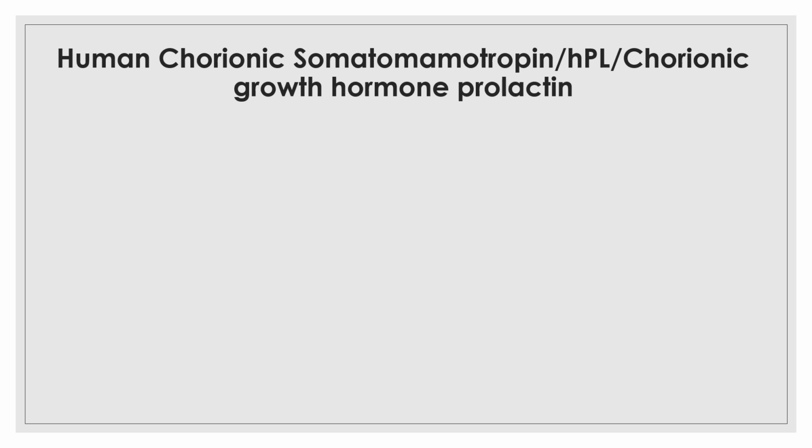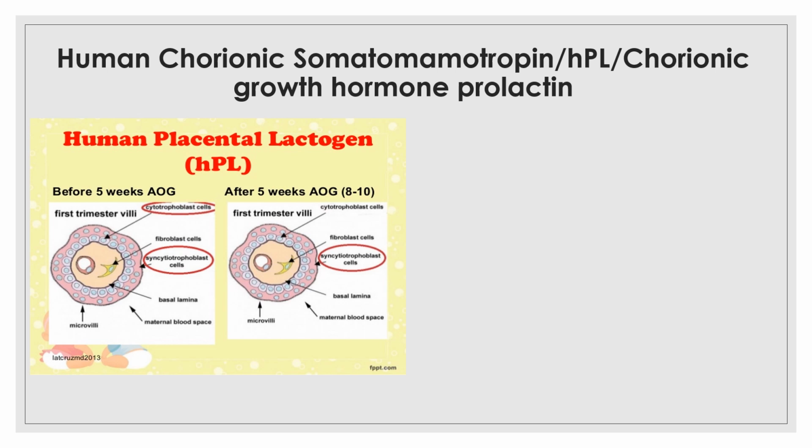Now another important hormone other than HCG that is secreted from the placenta is human chorionic somatomammotropin, also known as human placental lactogen, or we can call it the chorionic growth hormone prolactin. The syncytiotrophoblasts of the placenta also secrete a large amount of a protein hormone. This hormone is lactogenic, so human placental lactogen, and has a small amount of growth-stimulating activity. It is called the HPL hormone.